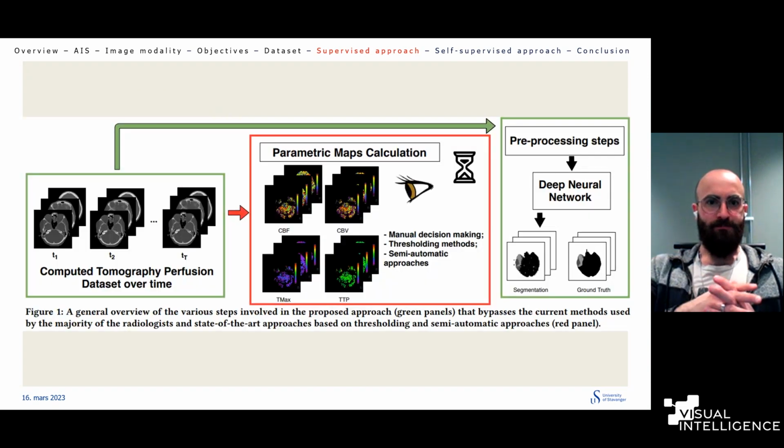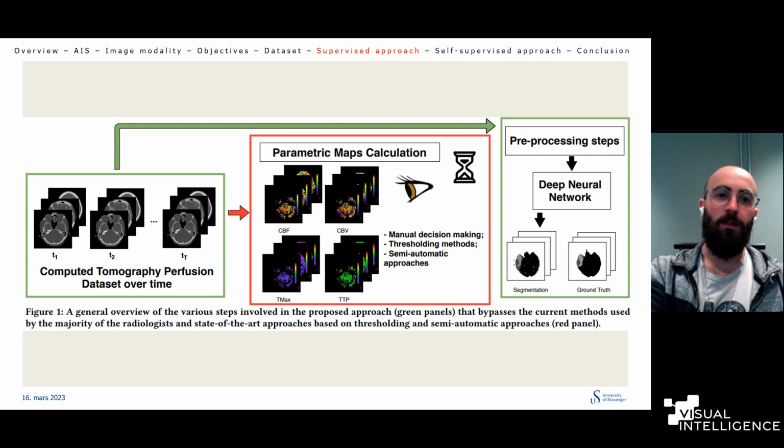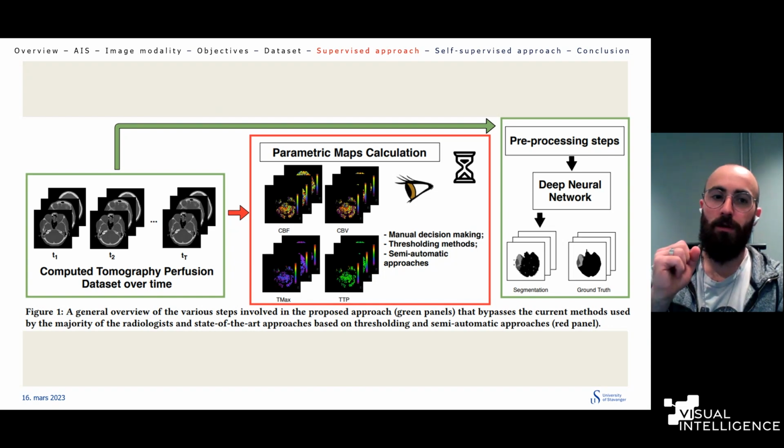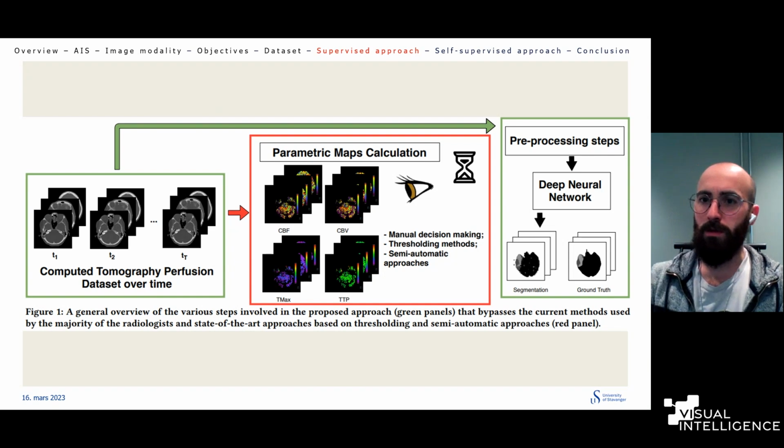The pipeline is straightforward, because instead of passing through the calculation of the parametric maps, we try to avoid that and just focus on the CT perfusion scan. We perform some pre-processing, and we use a deep neural network to produce a multi-class segmentation output.